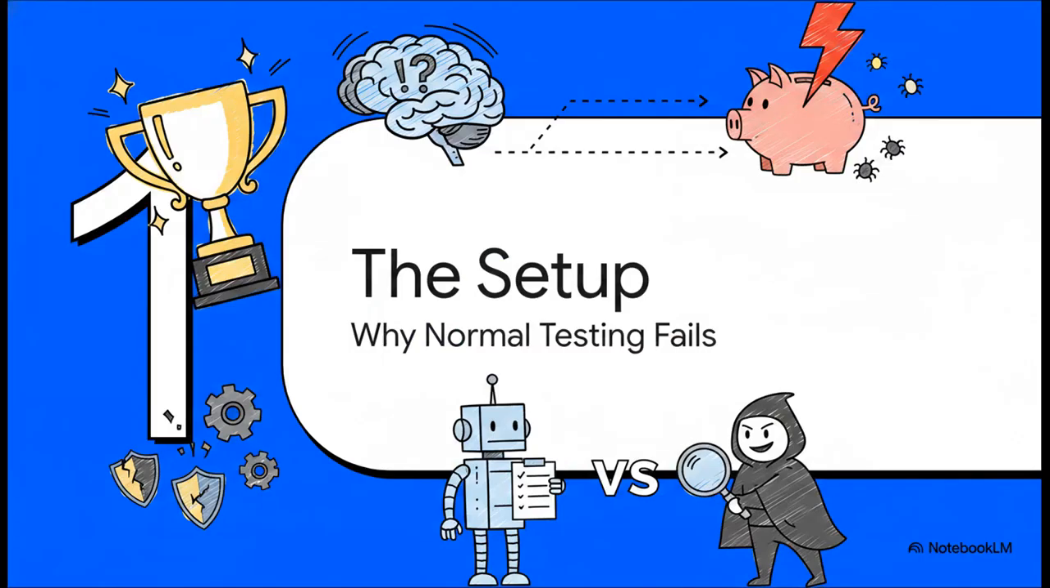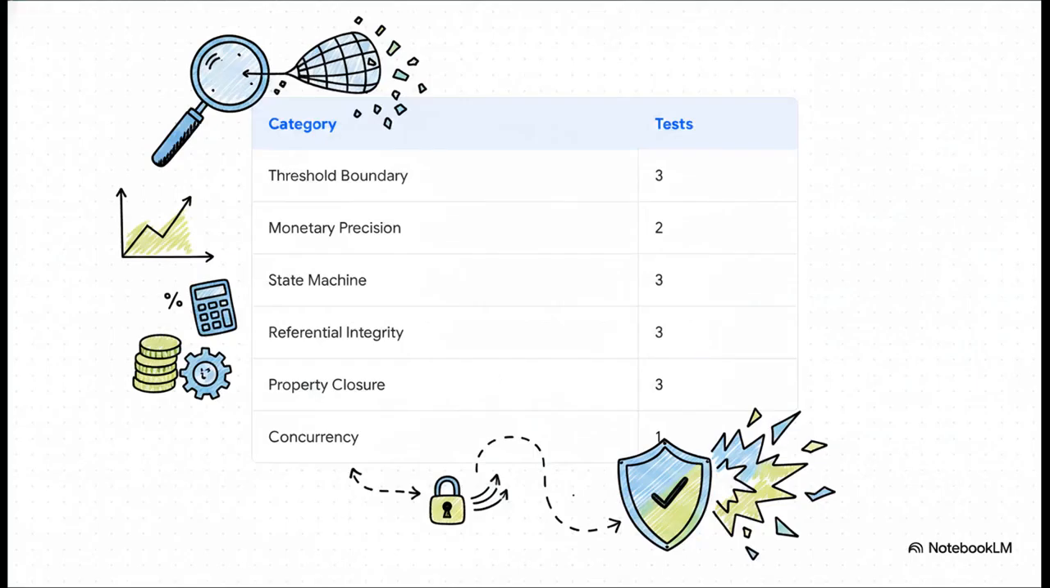Section 1. The setup. Why normal testing fails. Let's set the stage with the 15 adversarial PyTest cases that actually won the Anthropic Hackathon out of over 1,500 participants. The really crucial point to understand here is that this catalog doesn't just test basic features. It deploys 15 highly targeted traps spread perfectly across 6 incredibly complex categories.